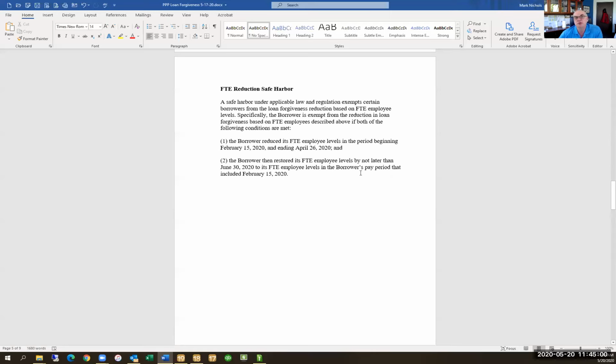So anybody that you laid off during that period before the PPP loan proceeds were received, or at least from Feb 15 until then, as long as you rehire them by June 30th, then you can include those people as positive in your FTE calculation. Okay, so that's pretty much how to do the FTE calcs.